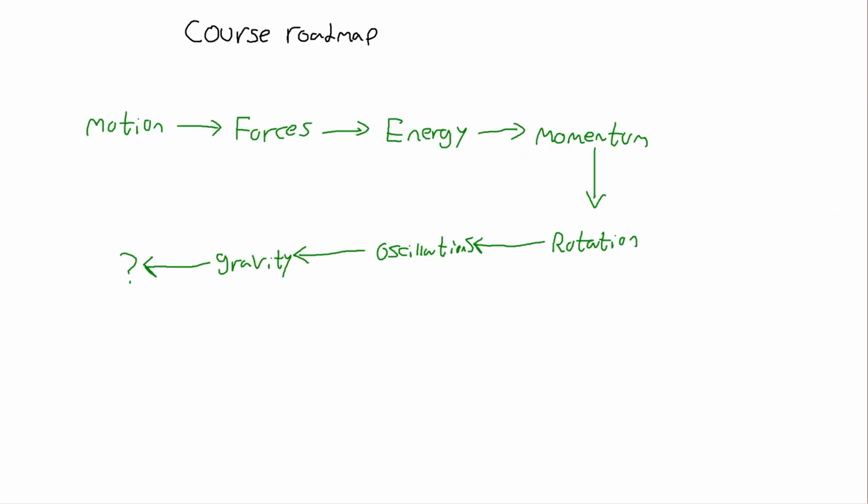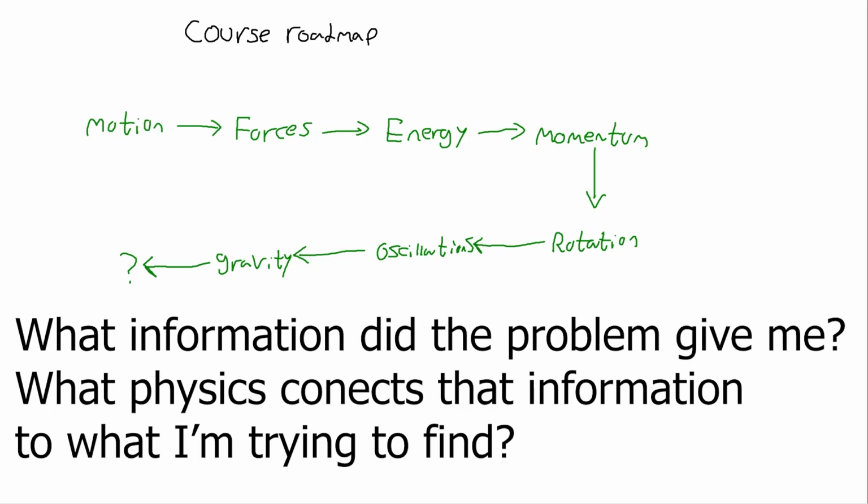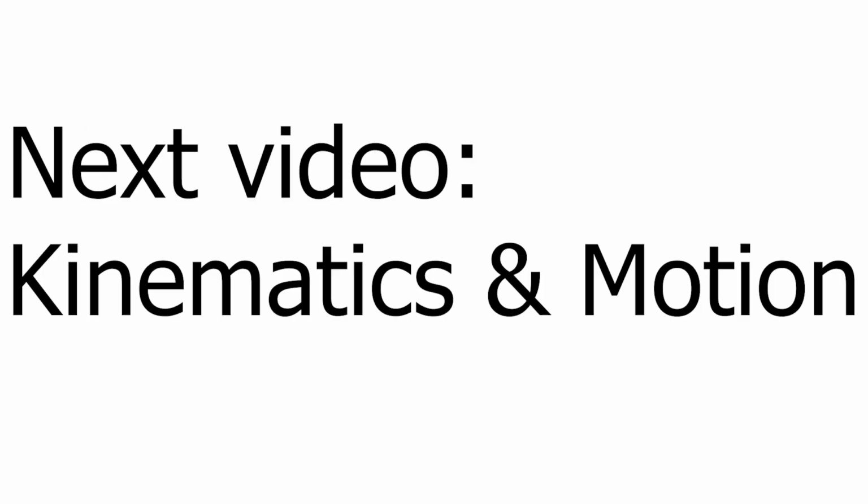Here's our roadmap for the course. We're going to start by learning how to describe motion. Then we're going to learn what causes that motion to change, which is forces. From there, we can develop the conservation of energy laws. We can study collisions and rotation. And eventually see how the same ideas describe oscillation and orbital motion or gravity. But throughout all of it, I want you asking the same question. What information did the problem give me, and what physics connects that information to what I'm trying to find? So in the next video, we're going to build kinematics from the ground up, and you'll learn how to recognize each major type of motion problem.